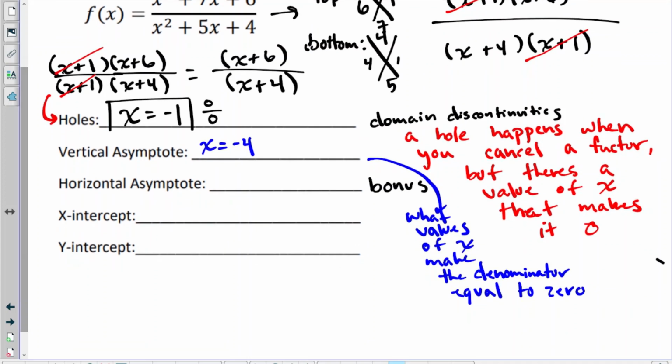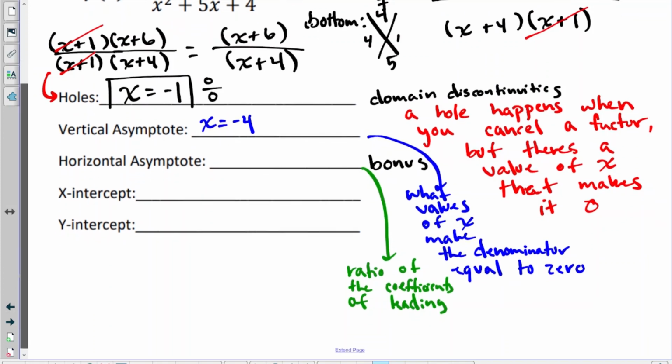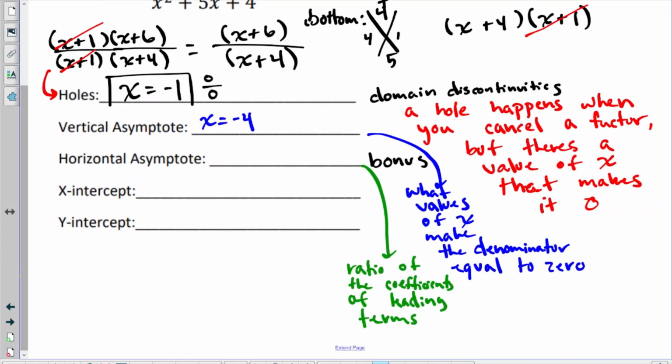The horizontal asymptote. Oh, I'm sorry. I'm running out of note space. The horizontal asymptote happens when, well, you have to take the leading terms. It's the ratio of the coefficients of leading terms. Okay. Remember, this is bonus on the test.